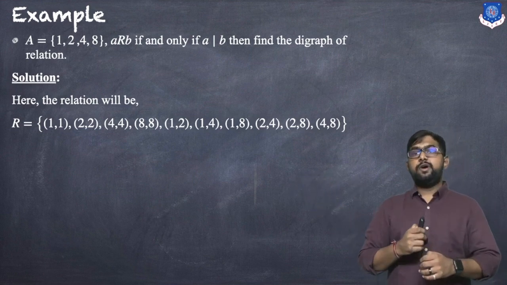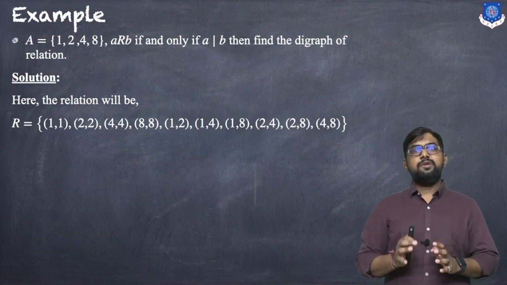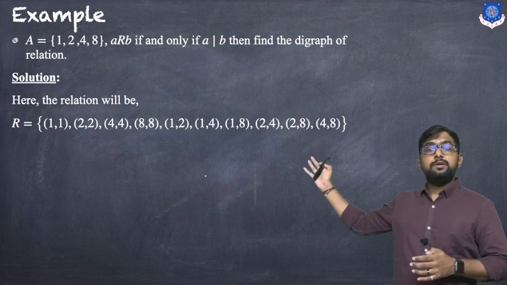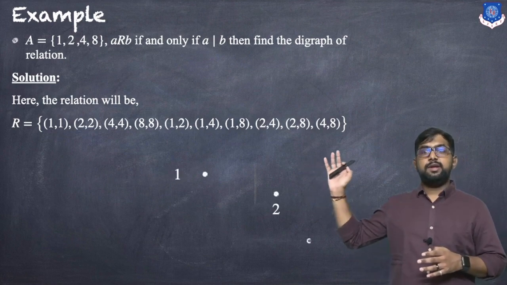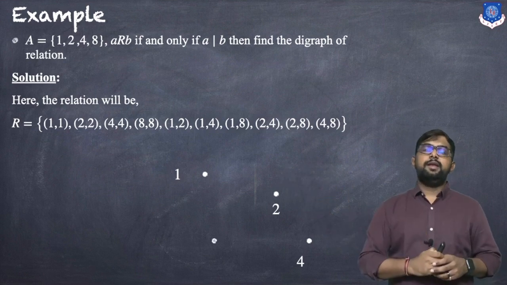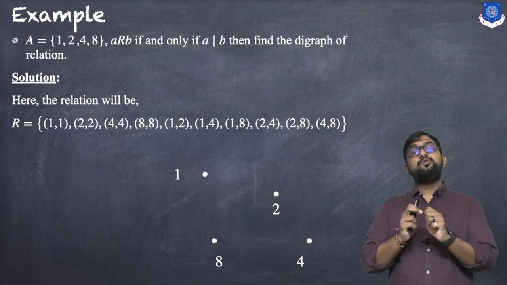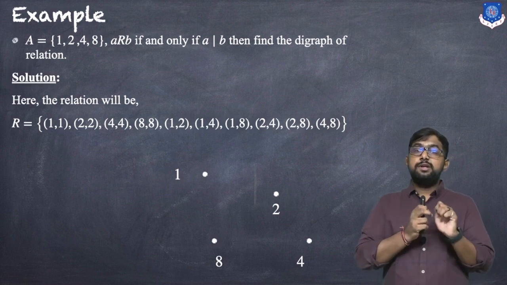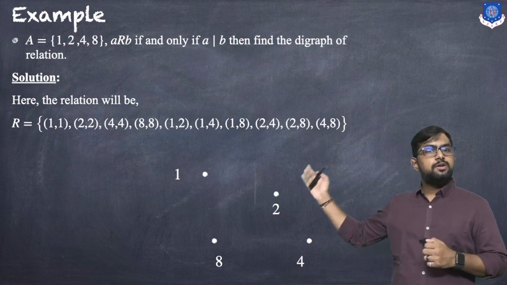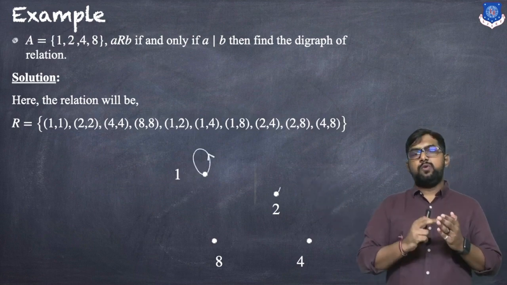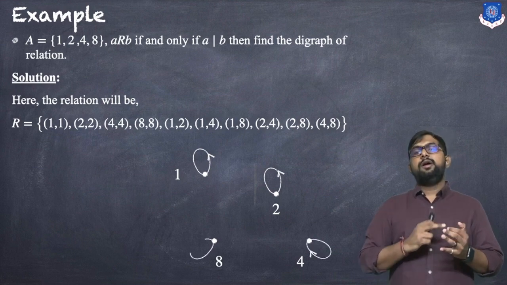Now how do we draw this digraph? How many points are there? We have 4 points. So first, just take 4 points: 1, then 2, then 4 and 8. Now see, (1, 1), (2, 2), (4, 4), (8, 8). That means they are related to themselves, so a self loop will be there. This is how we can draw a self loop. So 1 is related to 1, 2 is related to 2, 4 is related to 4, and 8 is related to 8.